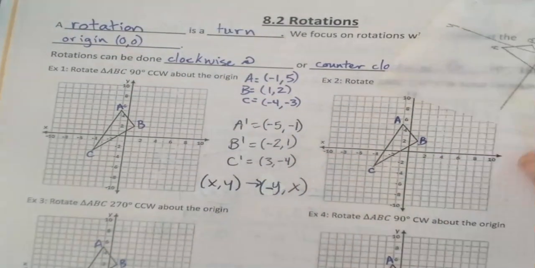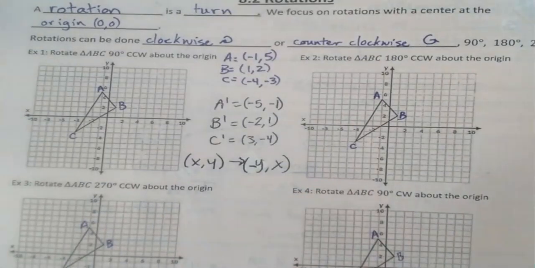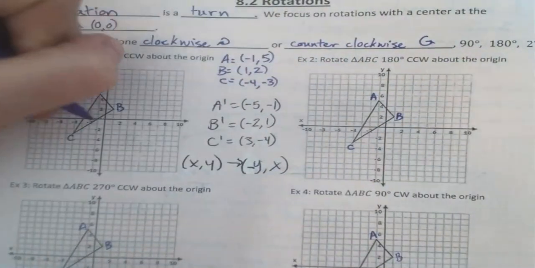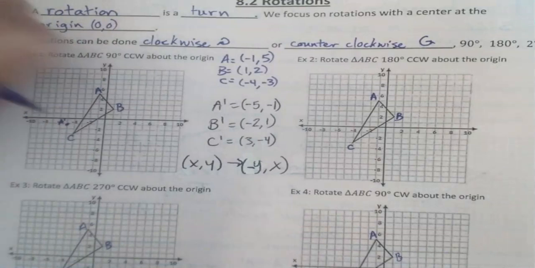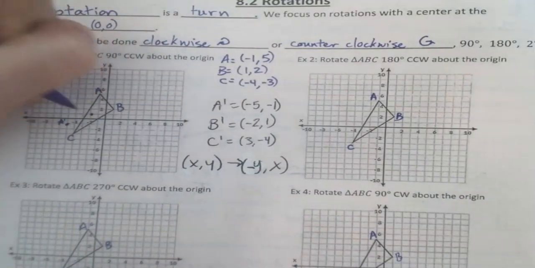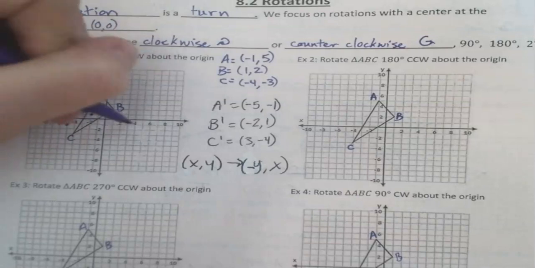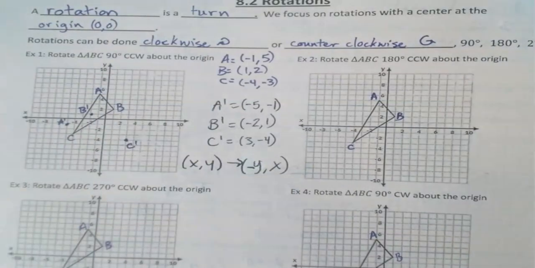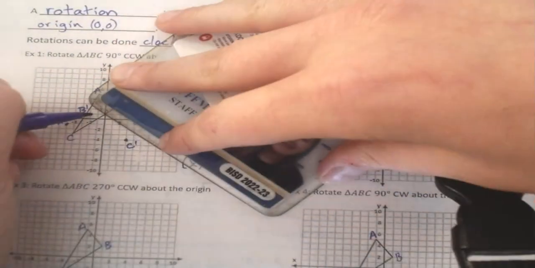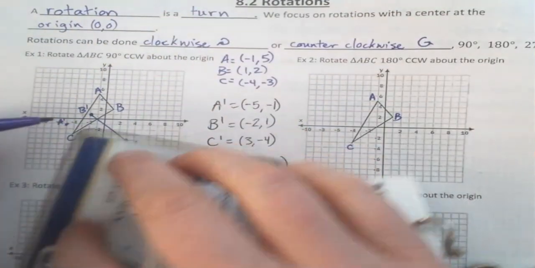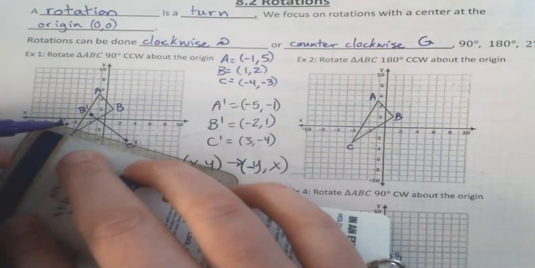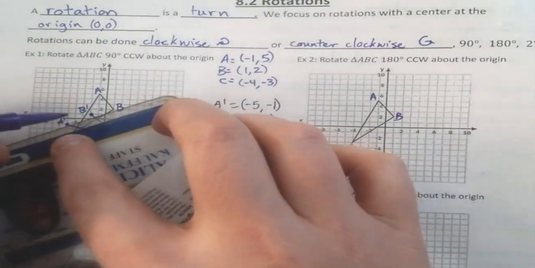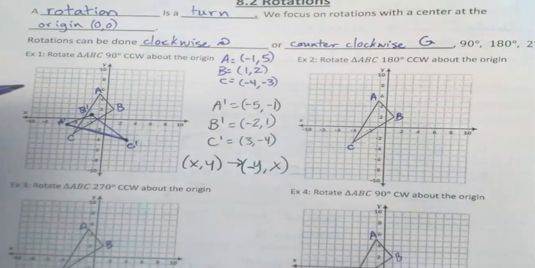Well, that looks sort of funky, but it is what it is. And we can now plot these points. So A, I'm going to use a different color. A is -5, -1. That's my A prime. B is -2, 1, B prime. And C is 3, -4, C prime. And yay, there's my shape.